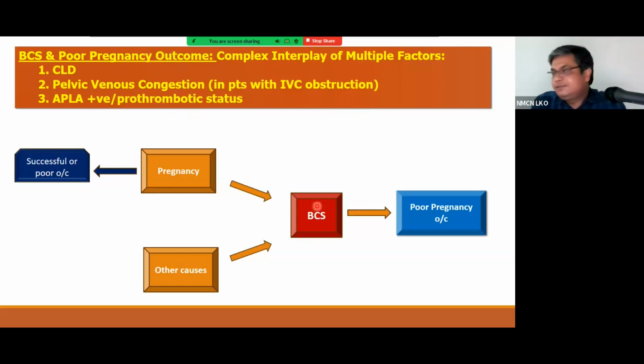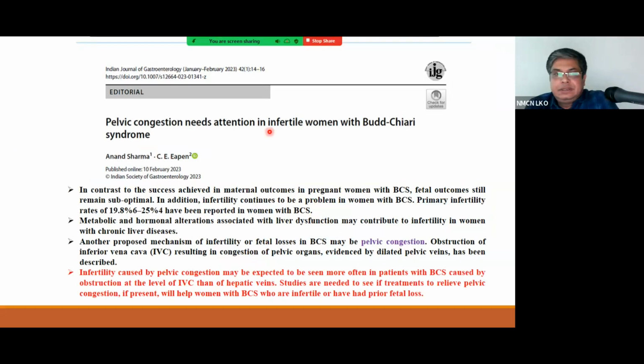So as far as BCS in young reproductive age females is concerned, pregnancy, being a hypercoagulable condition, can itself lead to BCS. And if patients are managed successfully, it can result in a successful pregnancy outcome, or it can be a poor outcome. And the BCS setting in can lead to a cycle of poor pregnancy outcome or recurrent pregnancy loss. And a similar picture can result also from other causes. So in literature, there are publications focusing on these various factors.